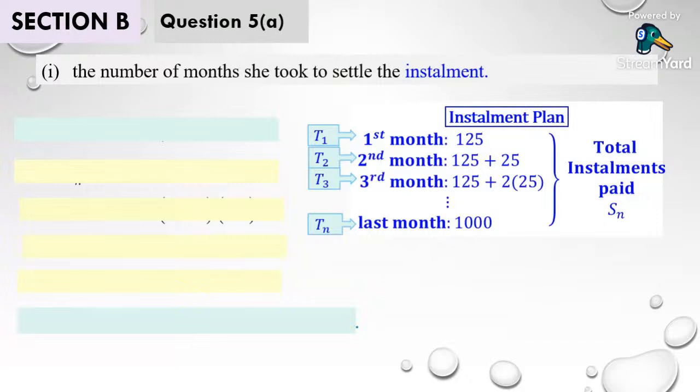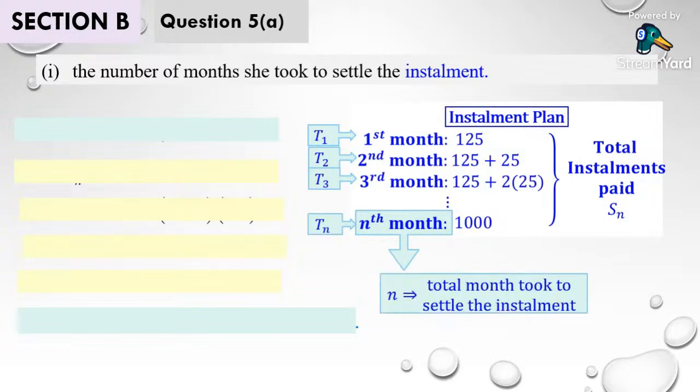Now, part 1: the number of months she took to settle the installment. How many months did she take to settle the installment? In order to get this answer, our clue is actually the last month. If I consider the last month as the nth month, then the value of n tells us the total number of months required to settle the installment, because T1 is the first month of payment, T2 the second, T3 the third, and so on.